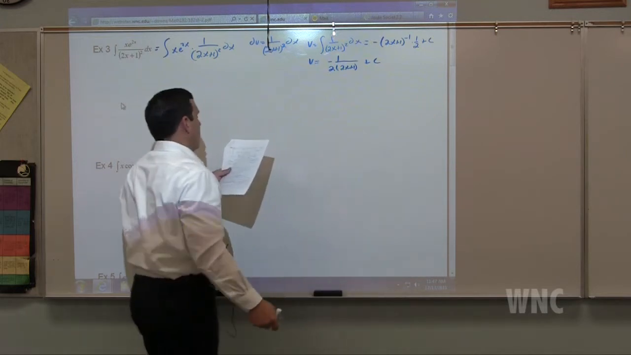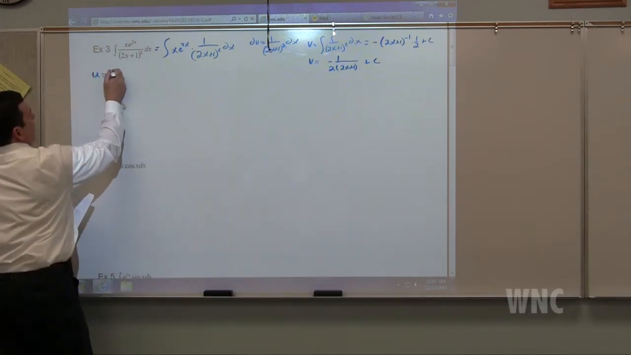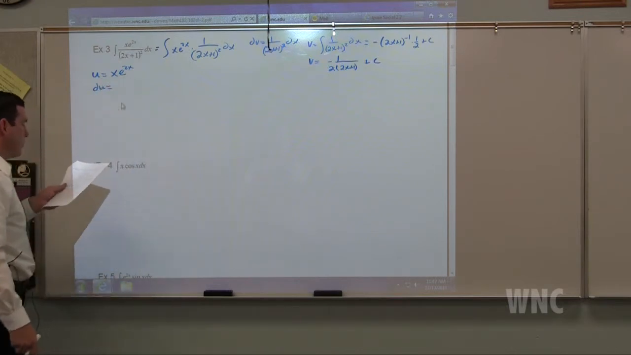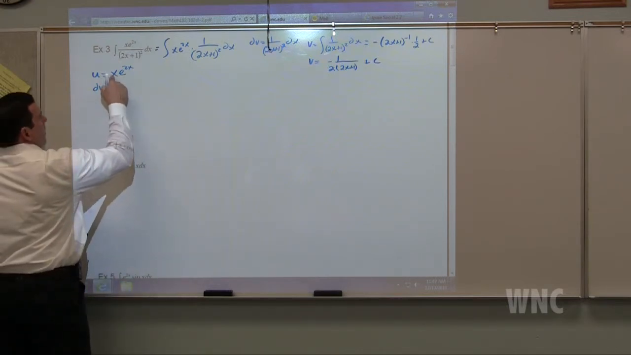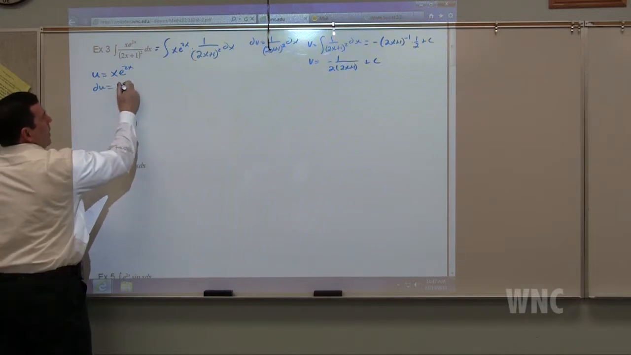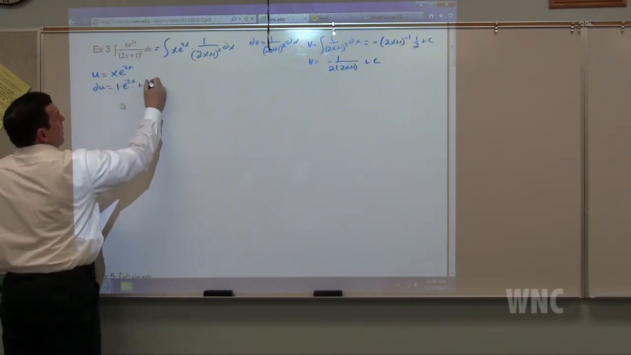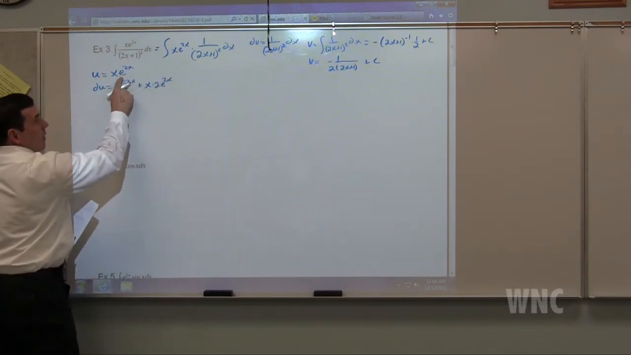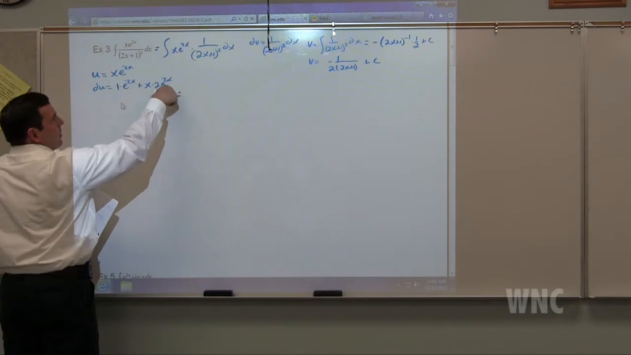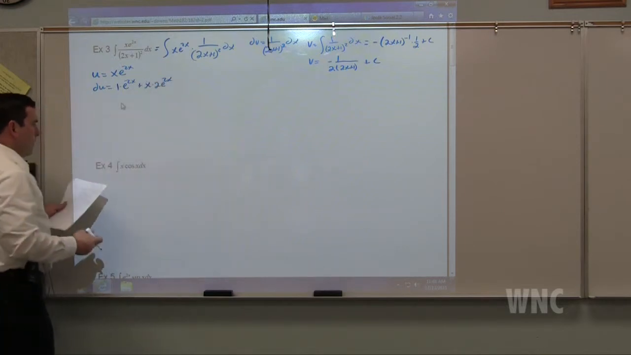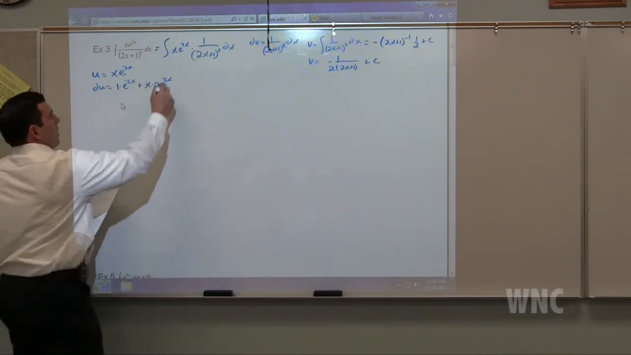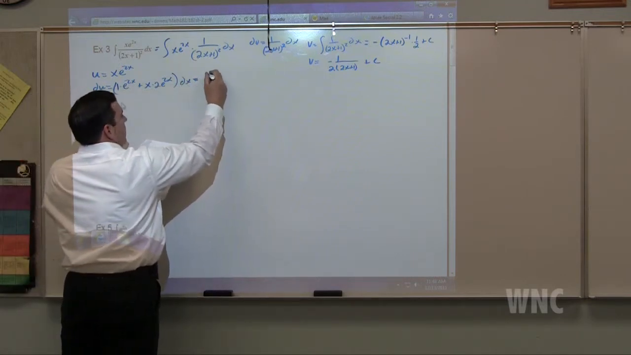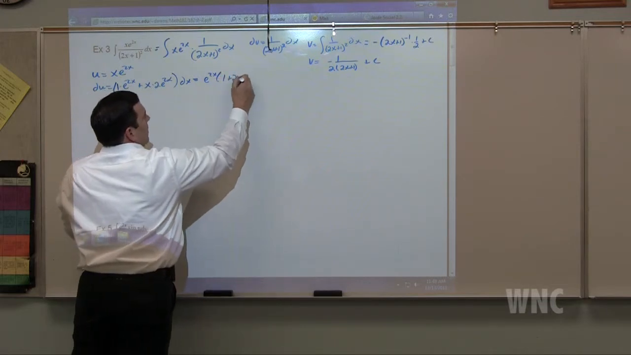Our u then would have to be x e to the 2x, so that du would end up being the derivative of x, which is 1, so 1 times e to the 2x plus x times 2e to the 2x, because the derivative of e to the 2x is 2e to the 2x. So what we're going to have here is e to the 2x times 1 plus 2x dx.